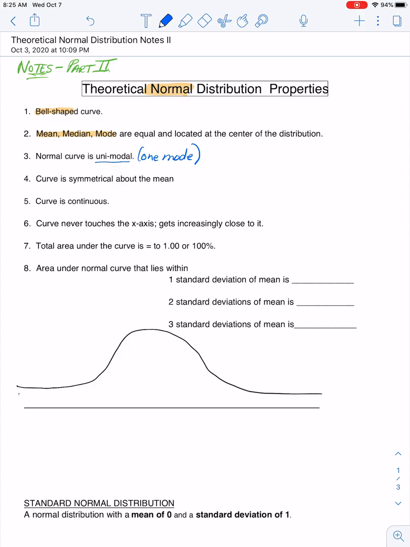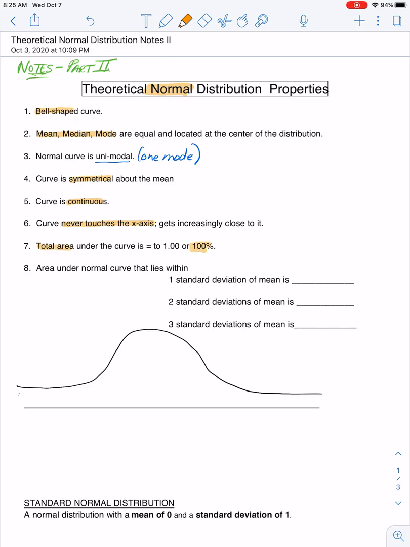Your curve is symmetrical, and it's continuous. The curve never touches the x-axis. It approaches, but will not touch. It kind of just hovers there. The total area under the curve is equal to 1 or 100%.